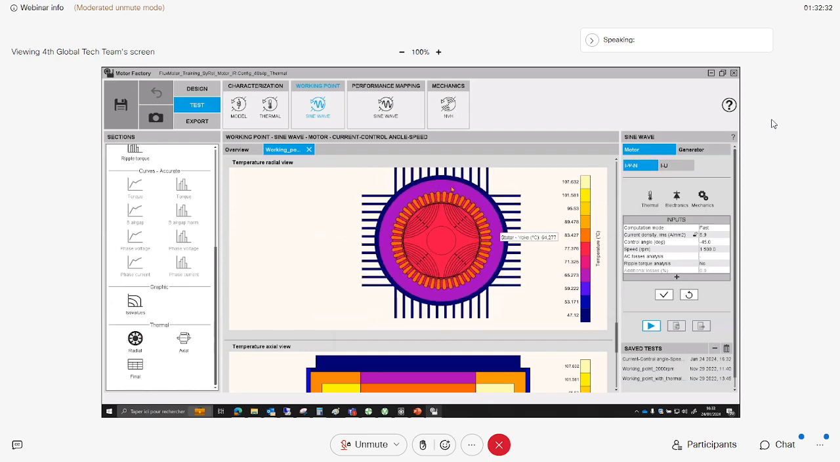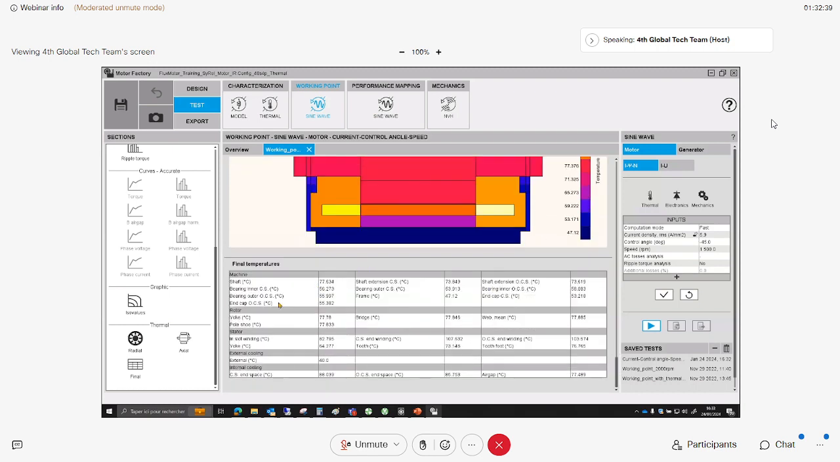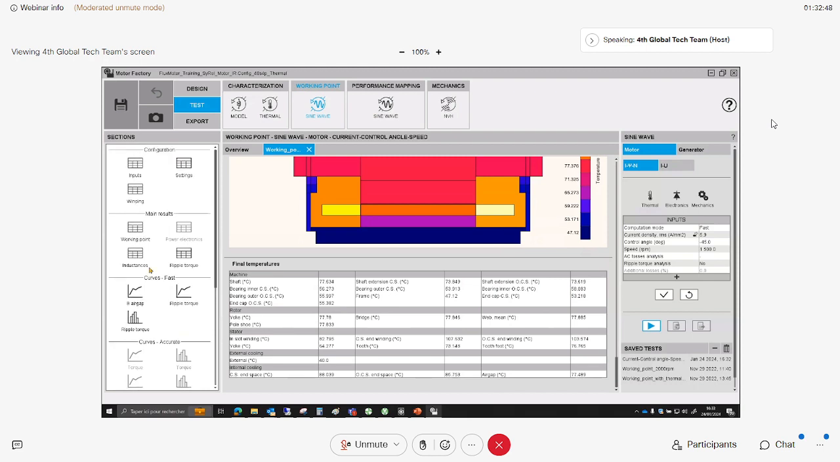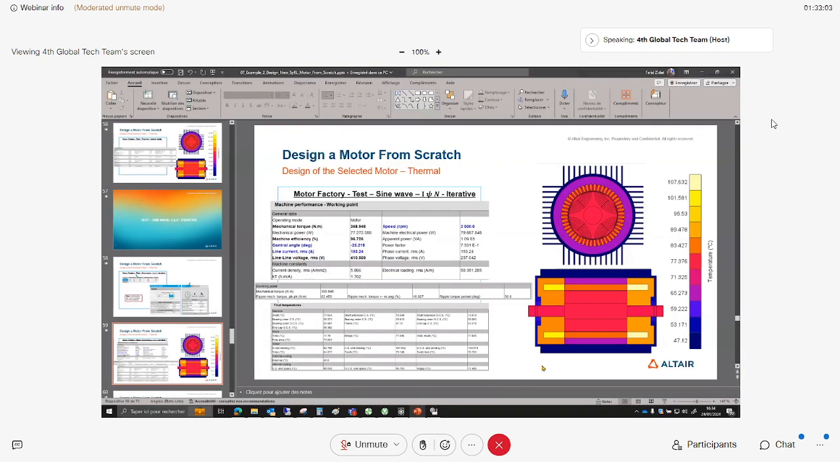We can have a look at the temperature distribution, radial view, and axial view, and you have then the table, the recap of the temperatures on each location of the machine, and the working point with thermal iterative computation. We still keep the same performances as previously actually, which is quite good for us.